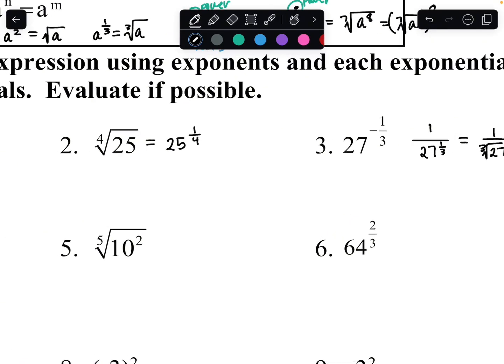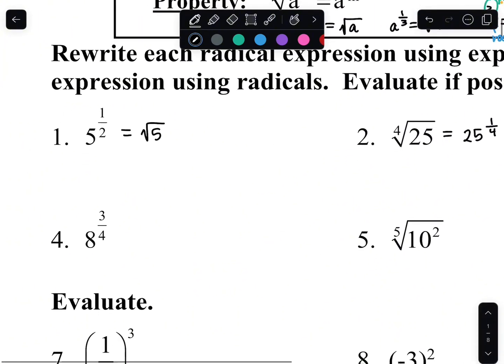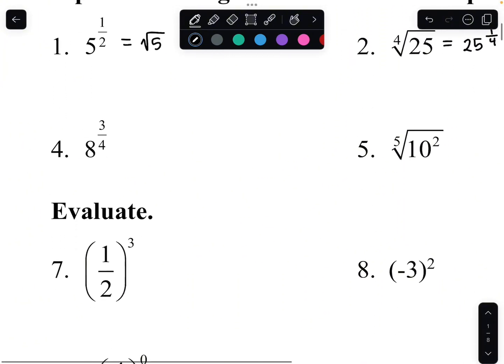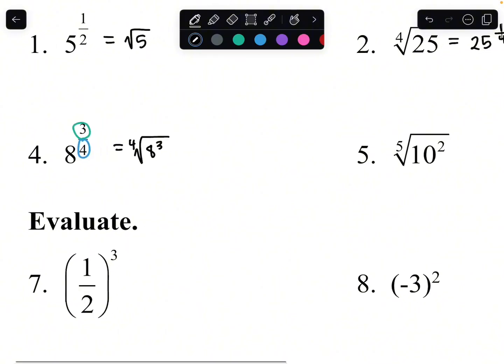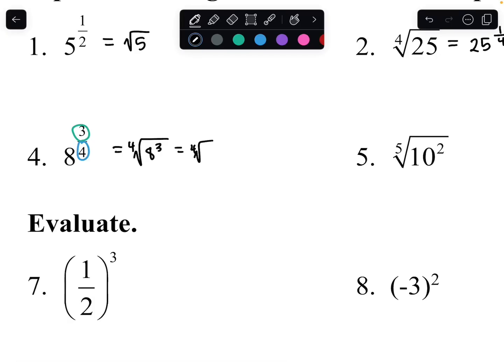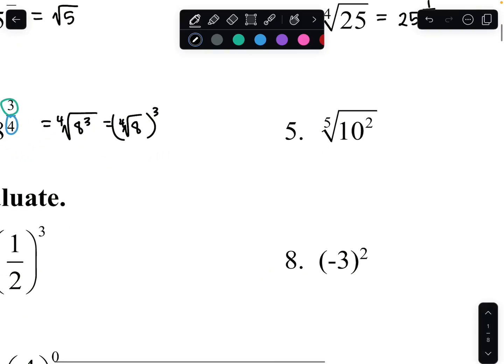These other examples, the 25 is not an even 4th power, and the square root of 5 is also as simple as that could get. This next example, 3 is the power, 4 is the root, and so we could rewrite this as the 4th root of 8 cubed, or you could do the 4th root inside the cube. This number doesn't turn out to be a nice number, so we'll leave it like that.